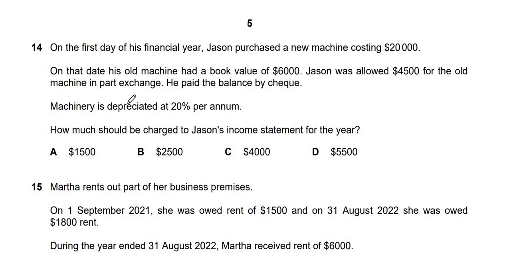On the first day of his financial year, Jason purchased a new machinery costing 20,000. On that day, his old machine had a book value of 6,000. Jason was allowed 4,500 for the old machine in part exchange. He paid the balance by check. Machine is depreciated 20%. How much should be charged to Jason's income statement for the year?